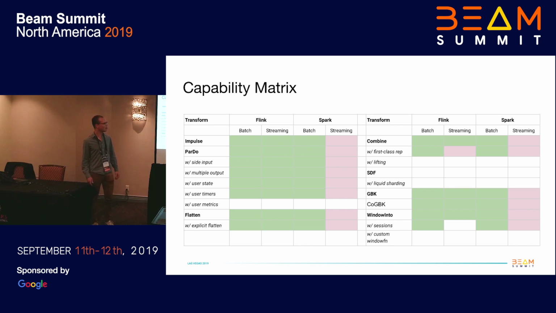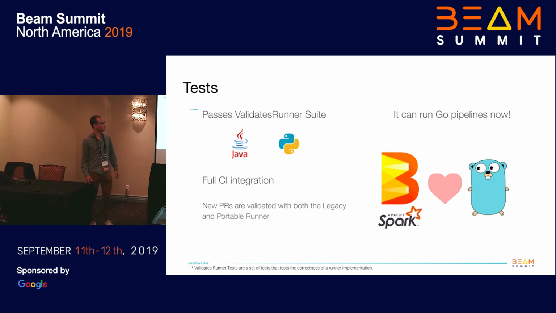So we have our compatibility matrix here, which is basically indicating the kind of features that we support right now. As you can see, for batch we've basically reached parity with the Flink runner, which existed before, but again, streaming is still missing. So we're passing tests. We're integrated with the CI and whatnot, and so now when we have new PRs in Beam, we're going to validate them against both the legacy and the portable Spark runners.